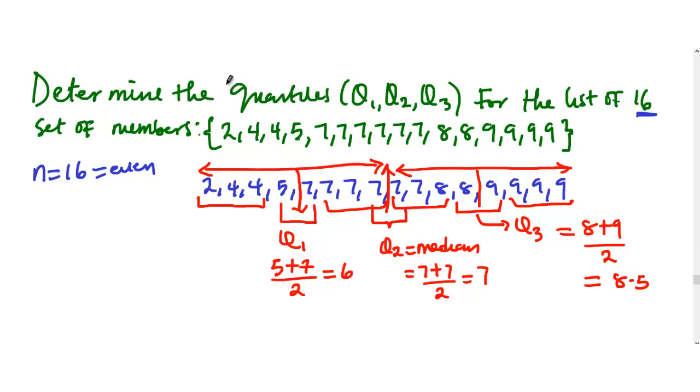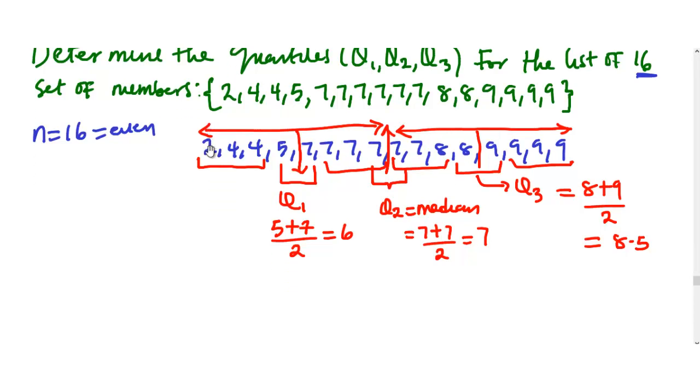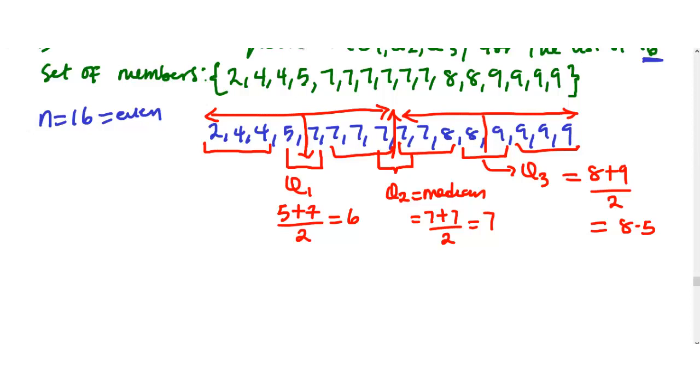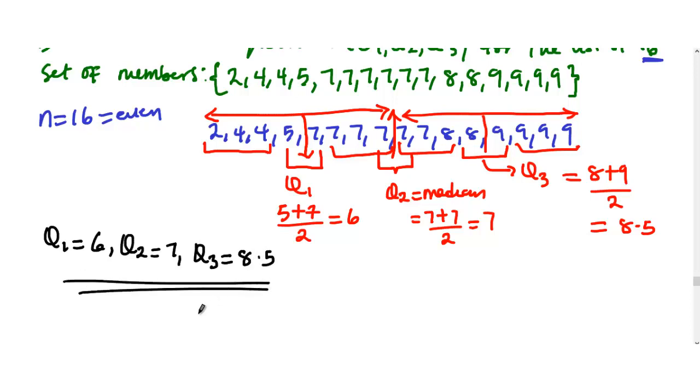So summarily, we have gotten Q1, Q2, and Q3. Q1 in this case is 6. Q2 in this case is 7. And Q3 in this case is 8.5.